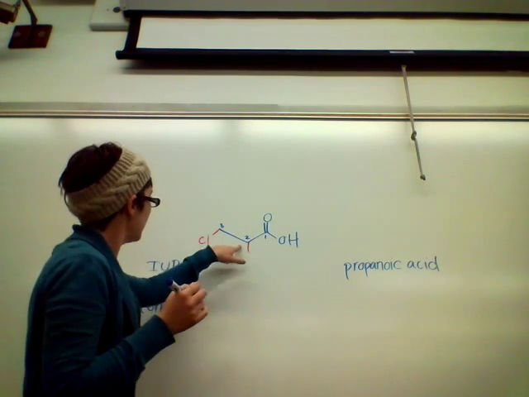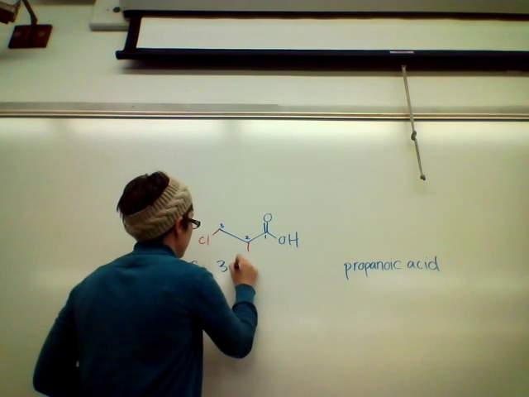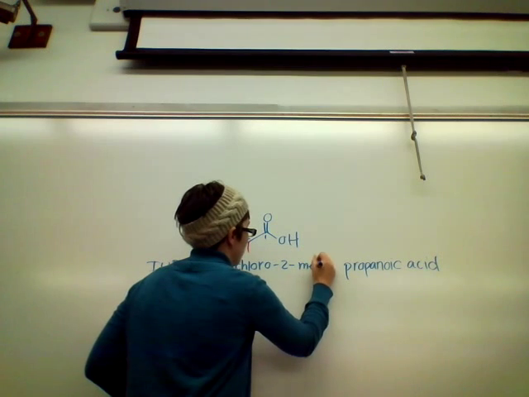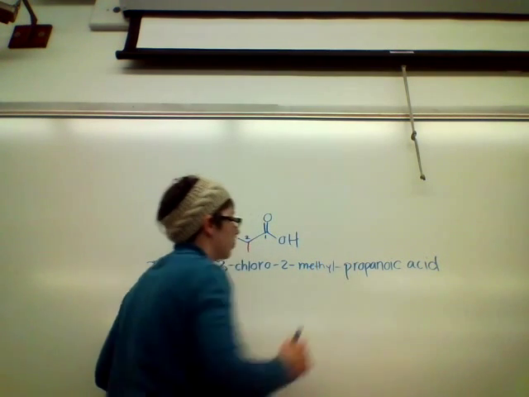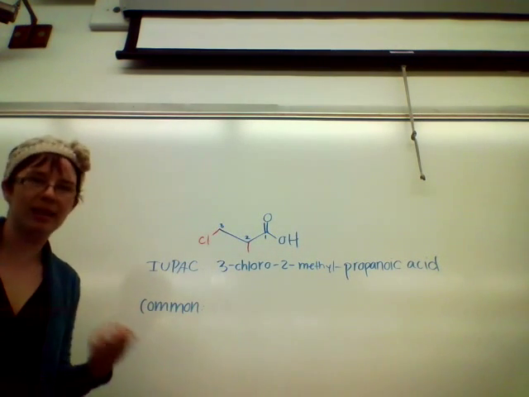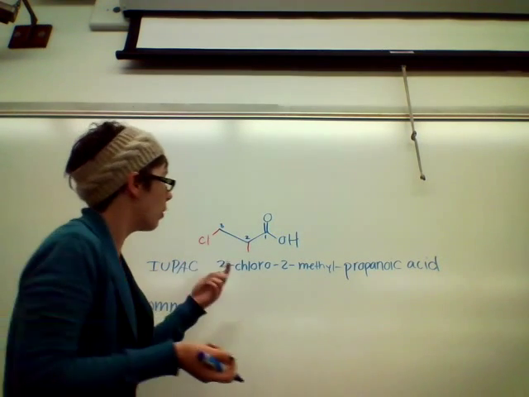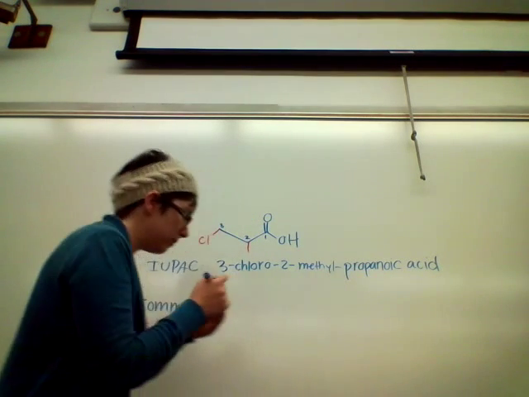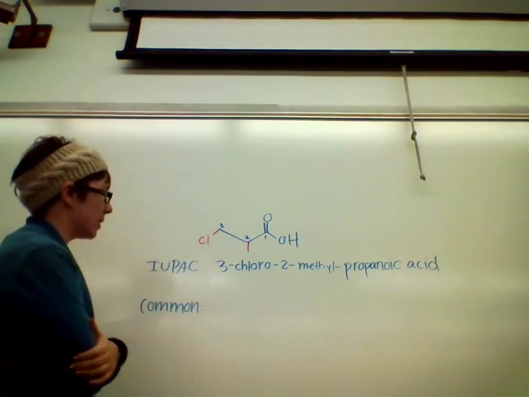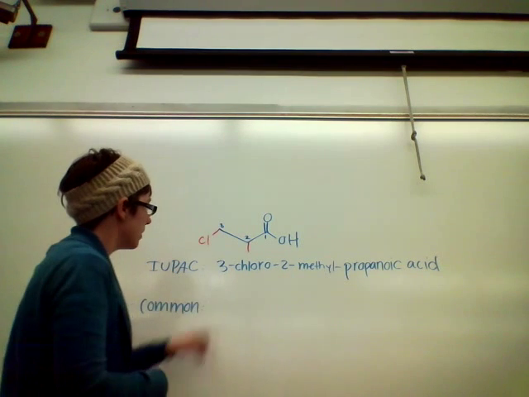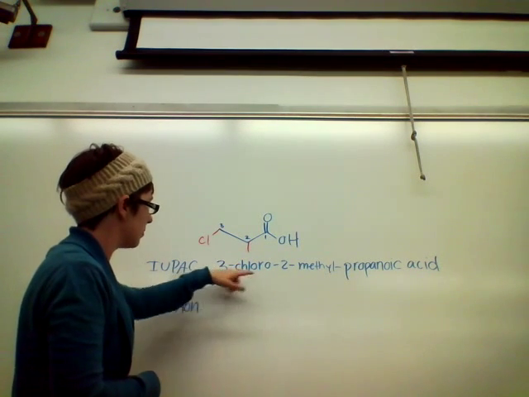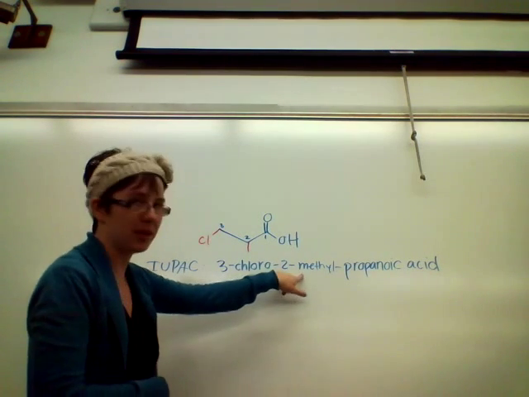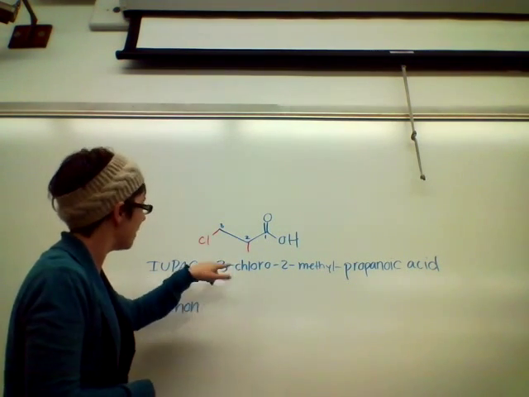So what we're going to say is 3-chloro, 2-methyl propanoic acid. I like saying propionic, I don't know why. Propanoic acid. 3-chloro, 2-methyl, propanoic acid. And the reason why we arrange these, of course, is because chlorine comes before methyl in the alphabet. C comes before M in the alphabet, therefore this is named first, even though the number is larger.